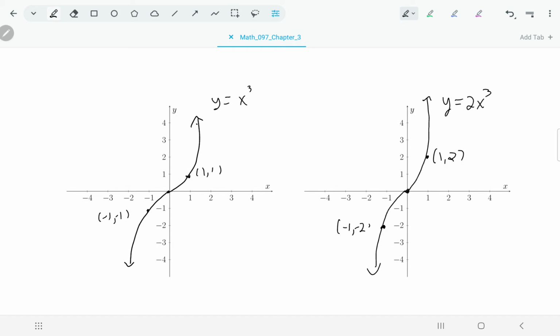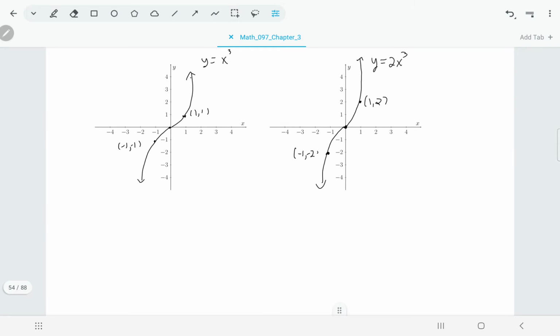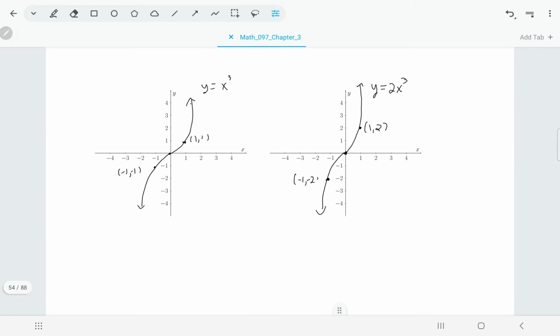And we label our function, and there we go. We've got our graph nicely made. And our graph is stretched vertically by a factor of 2. It's 2 times taller than the original graph was.